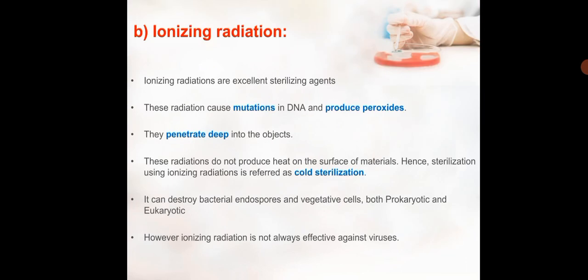Ionizing radiation. Ionizing radiations are excellent sterilizing agents. These radiations cause mutations in DNA and produce peroxides. They penetrate deep into the objects. These radiations do not produce heat on the surface of the materials. Hence, sterilization using ionizing radiations is referred to as cold sterilization. It can destroy bacterial endospores and vegetative cells, both prokaryotic and eukaryotic. However, ionizing radiation is not always effective against viruses.